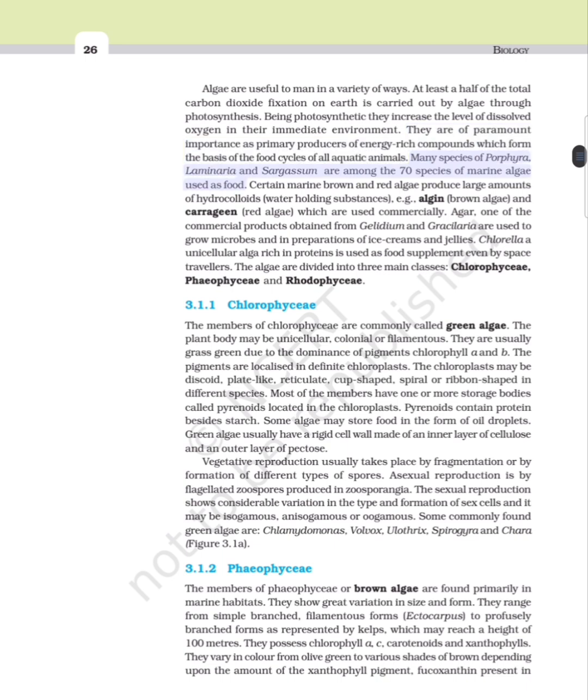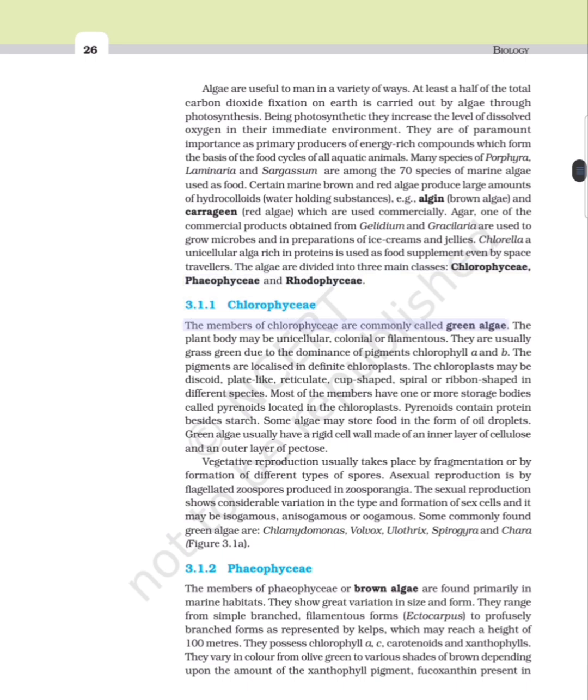Many species of Porphyra, Laminaria and Sargassum are among the 70 species of marine algae used as food. Certain marine brown and red algae produce large amounts of hydrocolloids, water-holding substances, e.g., algin from brown algae and carrageenan from red algae, which are used commercially. Agar, one of the commercial products obtained from Gelidium and Gracilaria, is used to grow microbes and in preparations of ice creams and jellies. Chlorella, a unicellular alga rich in proteins, is used as a food supplement even by space travelers. The algae are divided into three main classes: Chlorophyceae, Phaeophyceae and Rhodophyceae.